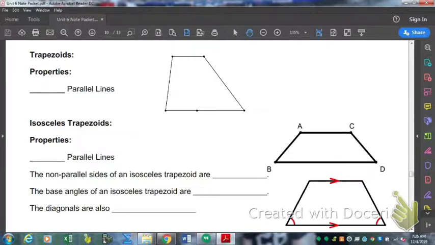Okay, we're going to talk about trapezoids now. So we've got properties of the trapezoids.